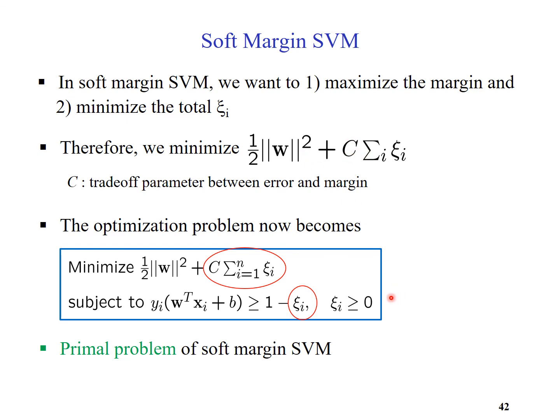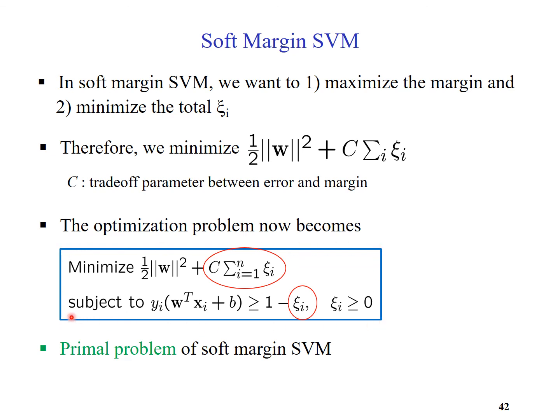So finally, the primal problem of soft margin SVM is as follows. We minimize this, as you've seen here, and you are subject to this. This was mentioned in the previous slide, and the conditions are combined into one line. So this is the primal problem of soft margin SVM.